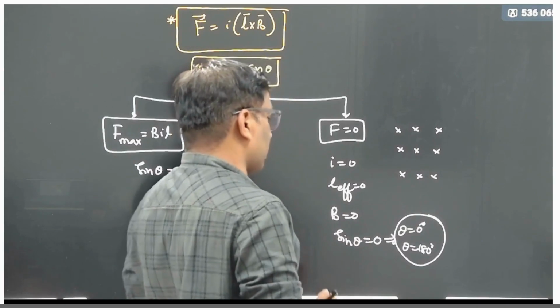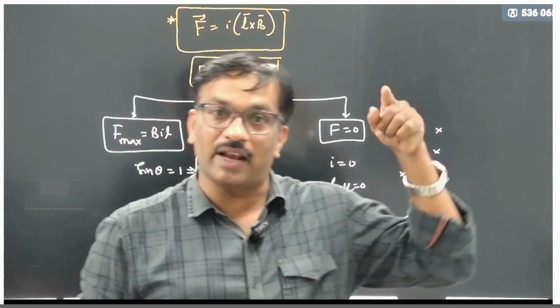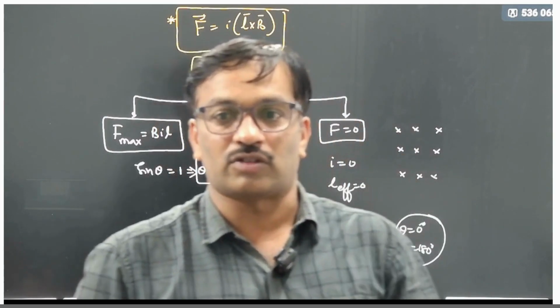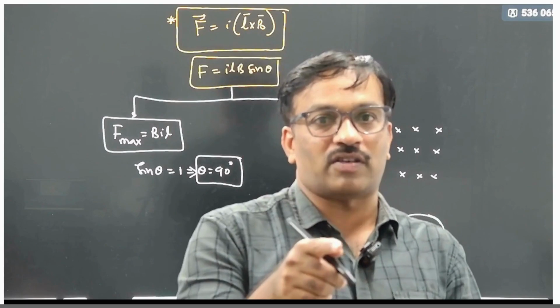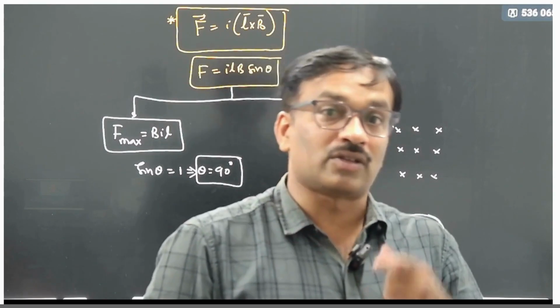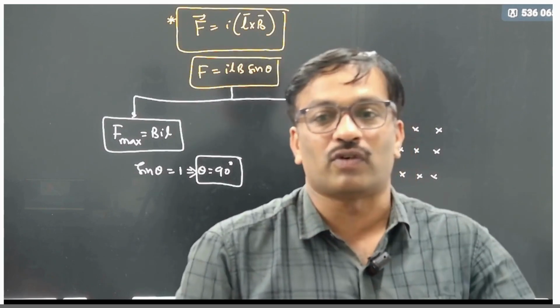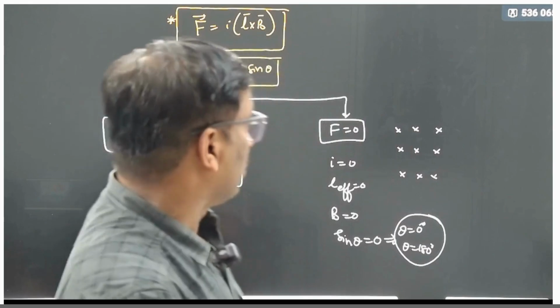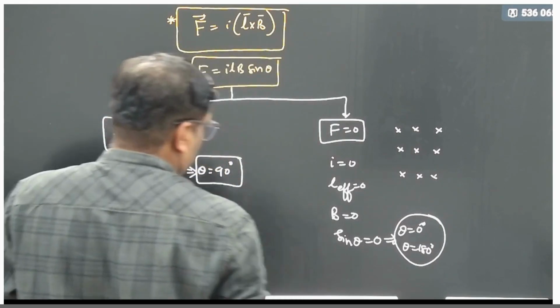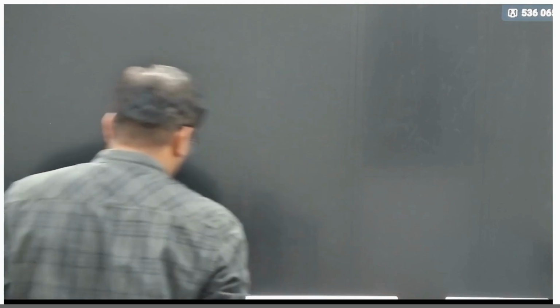Clear? So if a current carrying conductor is along the direction of the magnetic field, force will be 0, or opposite to the direction of the magnetic field, force will be 0. If a wire is perpendicular to the magnetic field, the force will be maximum. Okay, keep that in mind. So, one more interesting small concept.